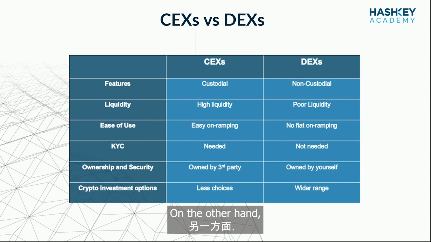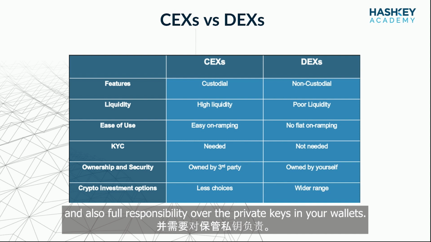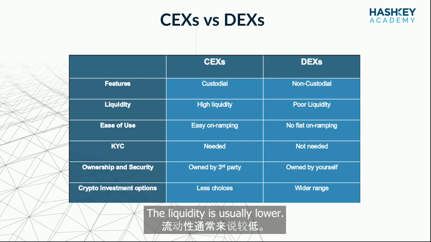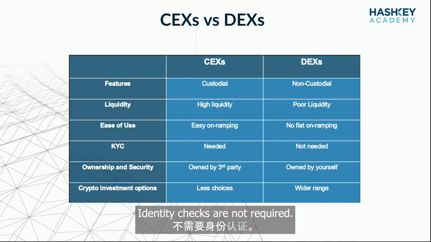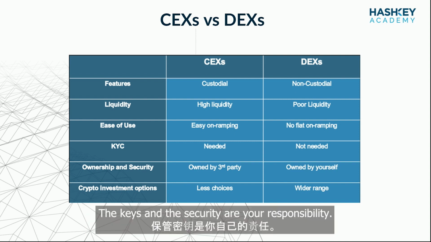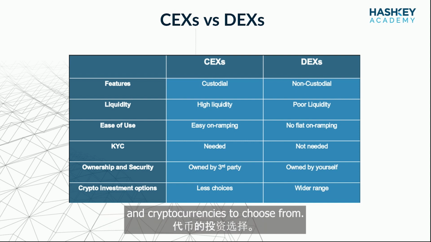On the other hand, decentralized exchanges are non-custodial, meaning that you keep full control and also full responsibility over the private keys in your wallet. The liquidity is usually lower. There is no possibility of exchanging to fiat currency. Identity checks are not required. The keys and the security are your responsibility, and it usually offers a wider range of tokens and cryptocurrencies to choose from.